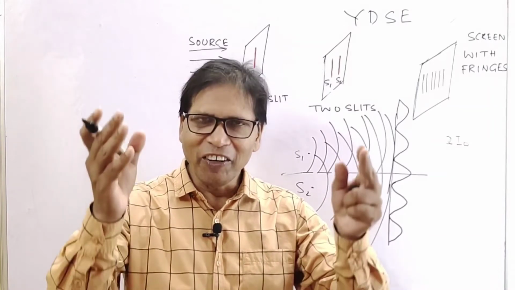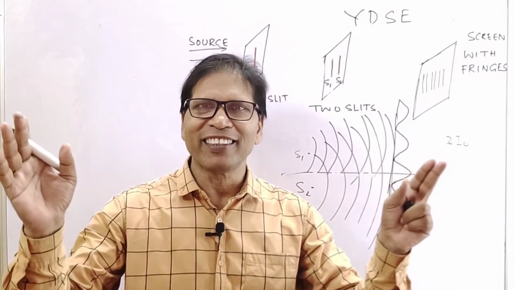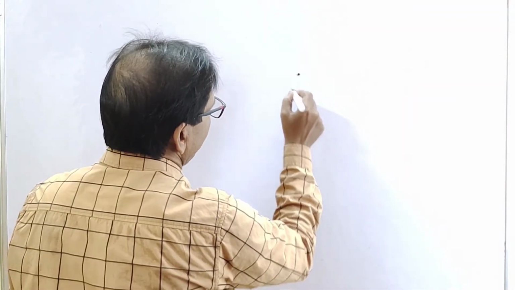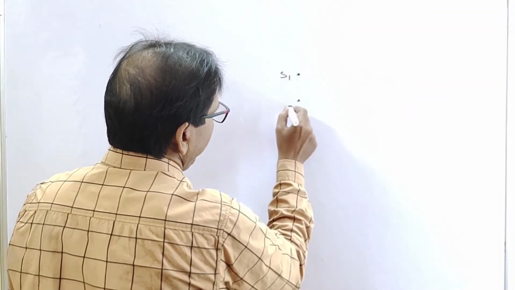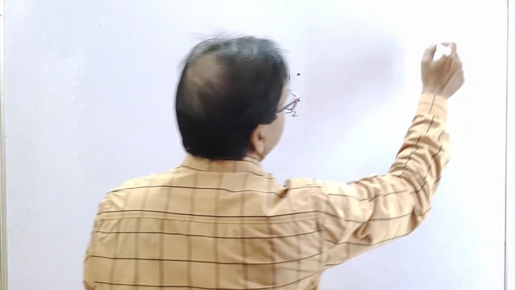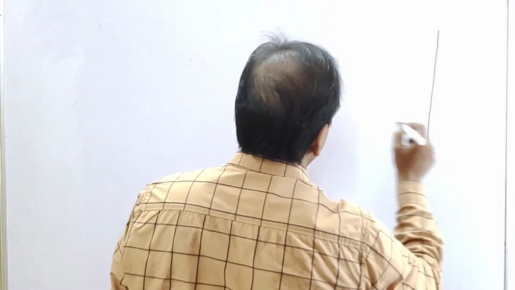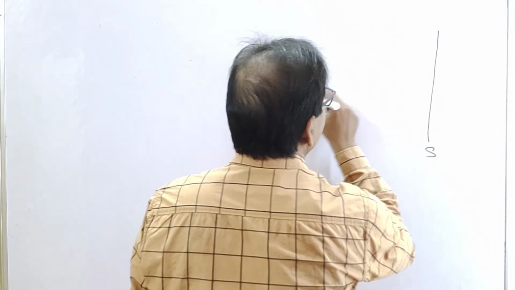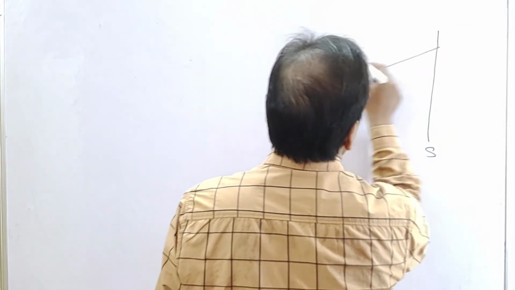Now, the theory of interference. Suppose these are the sources, S1 and S2. These sources produce an interference pattern on the screen S. At the point P, they meet.